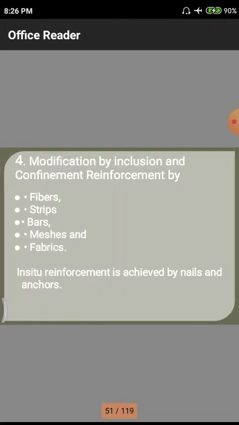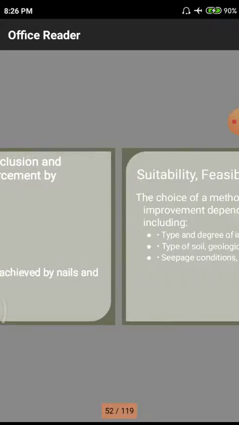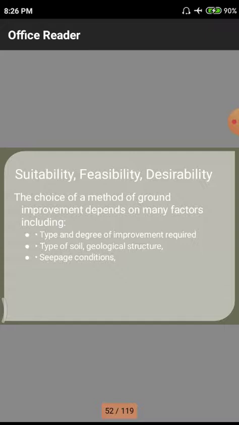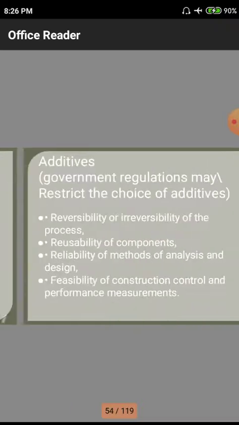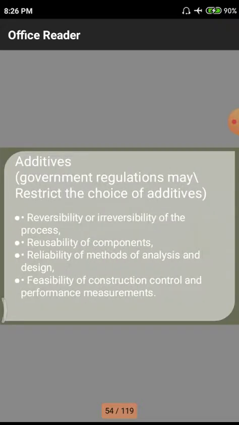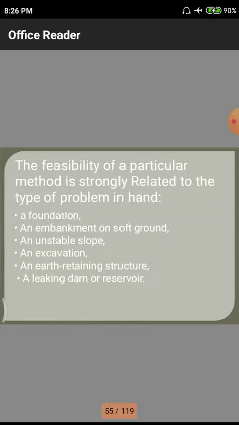And these are the different fibers and other reinforcing materials to strengthen the particular soil strata. These three are the conditions: suitability, feasibility, and desirability. Meaning whichever material is suitable, what is the feasible cost, and what are the sustainability limits. Those come under these. These are the activities and additive properties and their natures. Meaning how much material is required and how much we have to reuse. All those come under these governing factors.